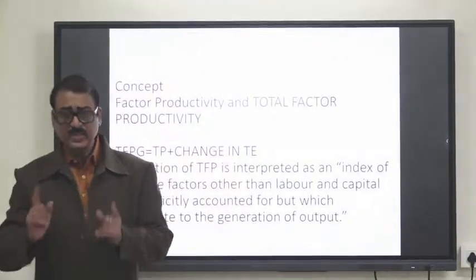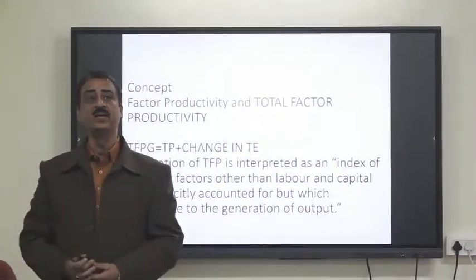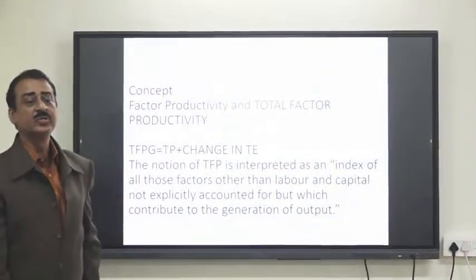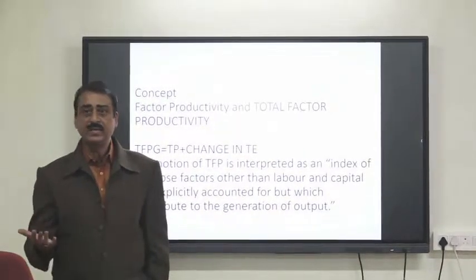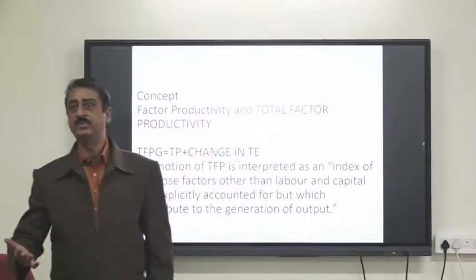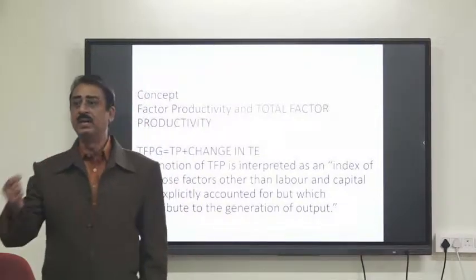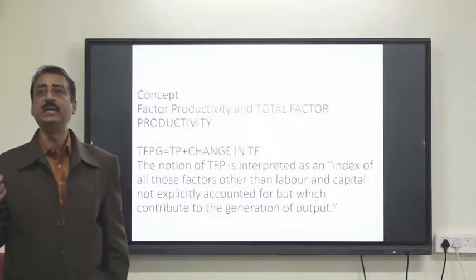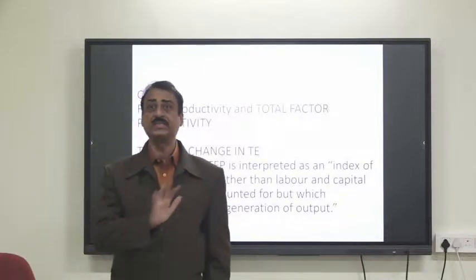So you can actually make a distinction between factor productivity and total factor productivity. So factor productivity is a very simple thing. You take value added, and value added divided by, let us say, labor. Okay. So you will get value added per labor. So that is what is called your labor productivity. But labor productivity can be misleading.